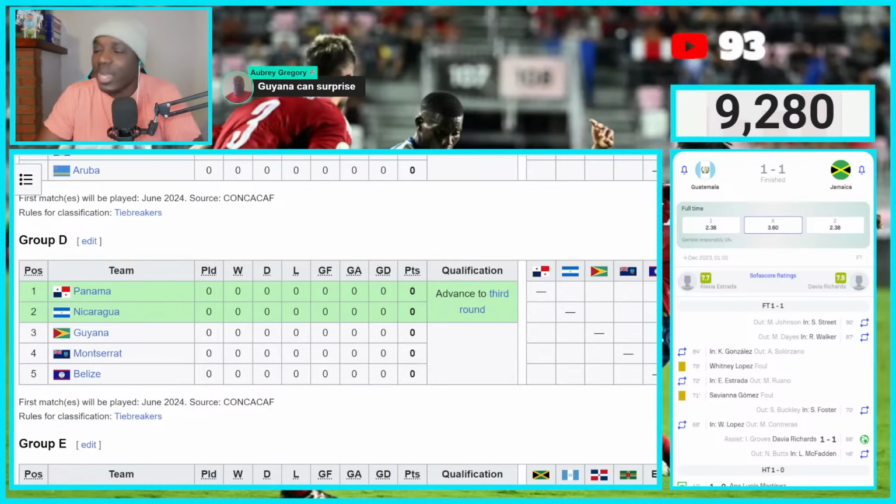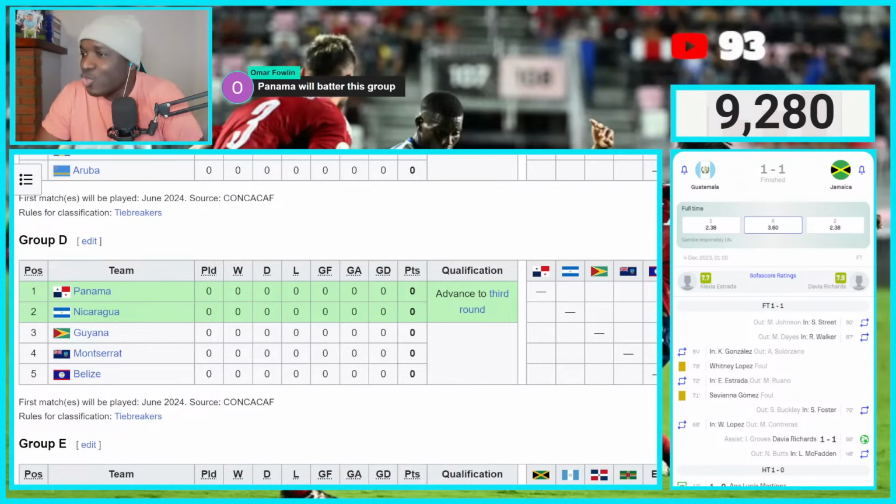Guyana can be a surprise. That is true. But I think that these two teams. So that's why I said Guyana, Montserrat. I saw they play. They play good football and they do bring in people as well. So it could be a challenge right there. But I still believe that Nicaragua might have the slight edge. They might have a slight edge.